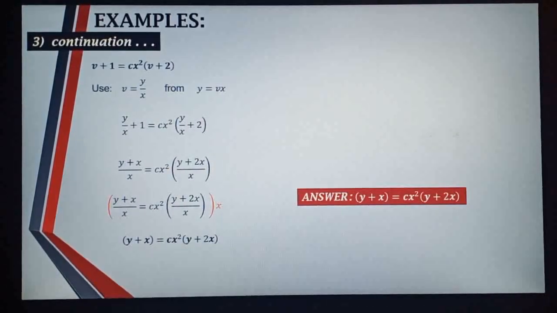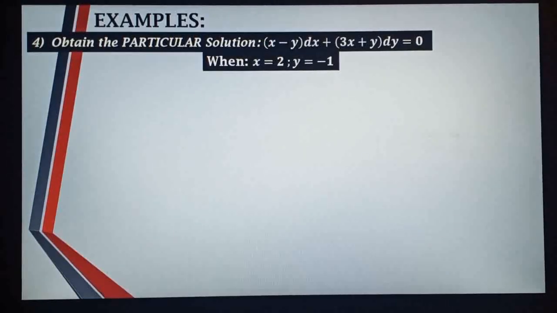Next example, we have example number 4, but in this case, we have to obtain the particular solution. So we need to satisfy the condition at the end. But first, we have our equation as the quantity of x minus y dx plus the quantity of 3x plus y dy equated to 0, satisfying when x equals 2, the y is negative 1.